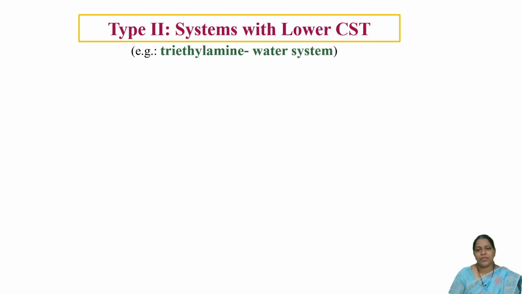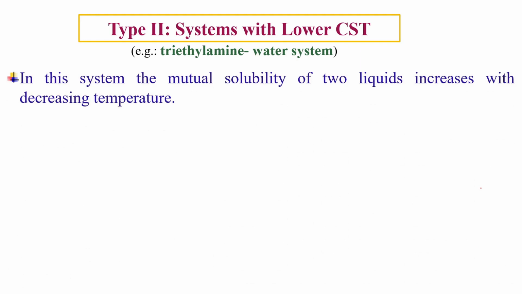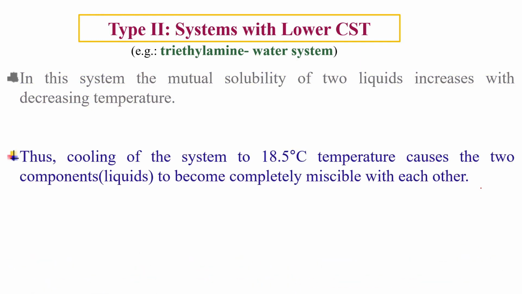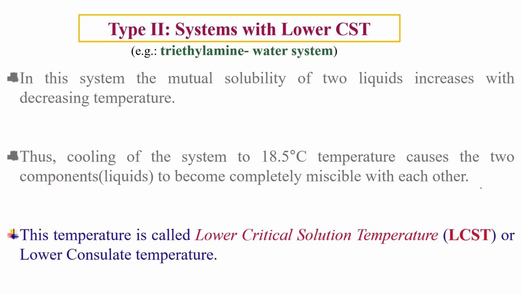The second type of system is the systems with lower critical solution temperature. The example for this type of system is the triethylamine and water system. In this system, the mutual solubility of two liquids increases with decreasing temperature. Thus, cooling of this system to 18.5 degrees centigrade causes the two components to become completely miscible with each other. This temperature is called the lower critical solution temperature or lower consolute temperature of the triethylamine water system.